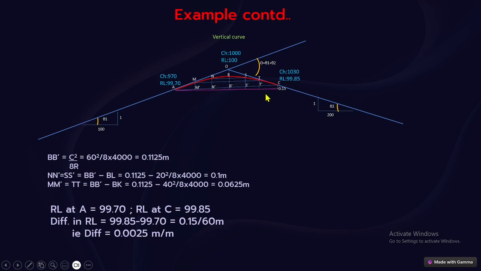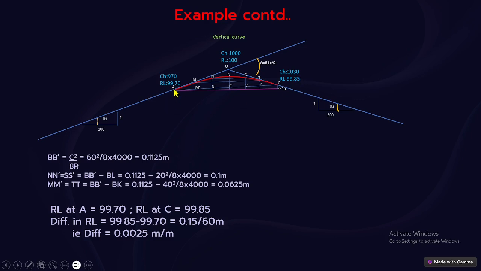Then what we are doing now is drawing a datum line, because this is a summit curve, and we have to take the lower tangent point. There are two tangent points, A and C, tangent point 1 and 2. Whichever is lower we have to consider. With reference to these two tangent points, this is the lower, 99.7, and this is higher, 99.85.